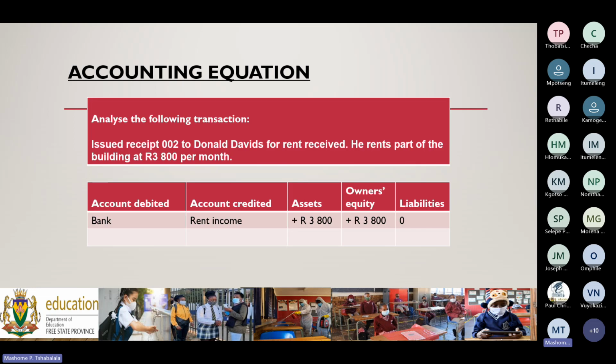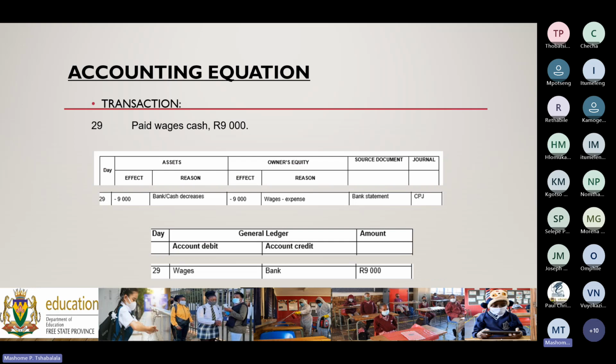Then the next one: paid wages cash, 9,000. Two accounts will be affected: the bank and the wages. Wages is an expense account. Remember, all the expense accounts have a negative impact on the owner's equity. Then the source document will be the bank statement, and the general journal will be the CPJ.